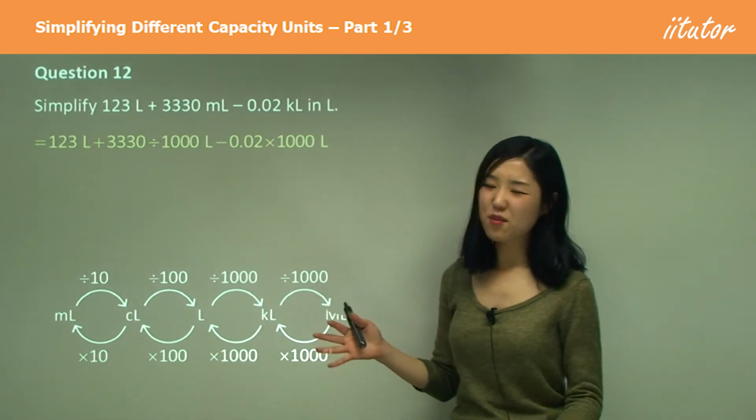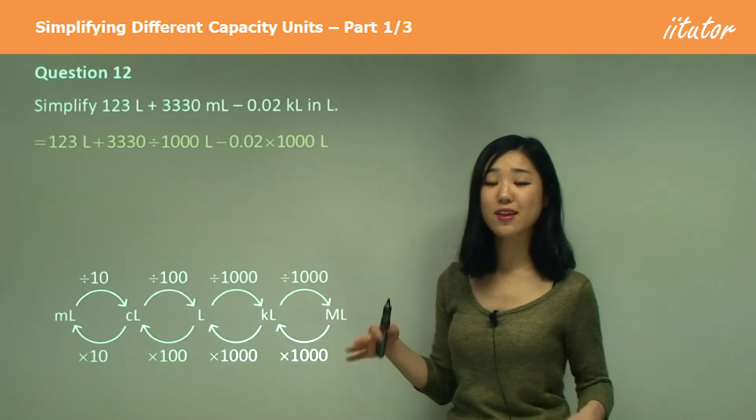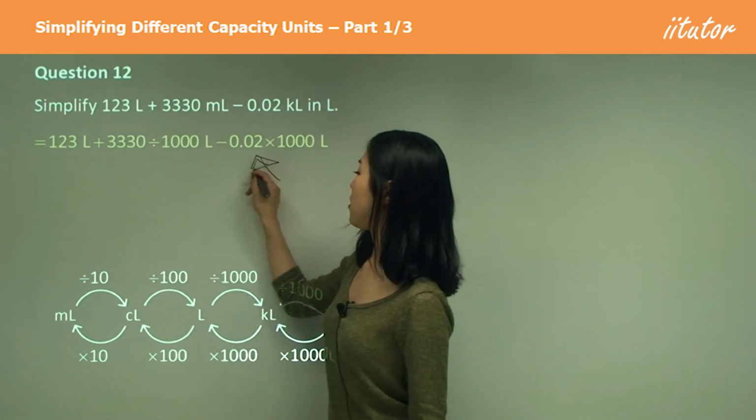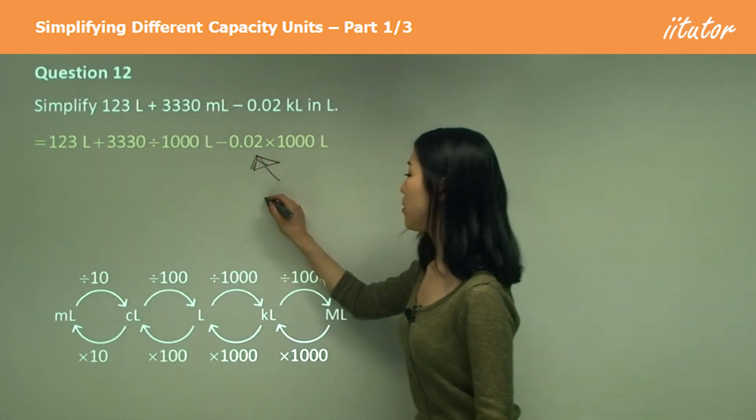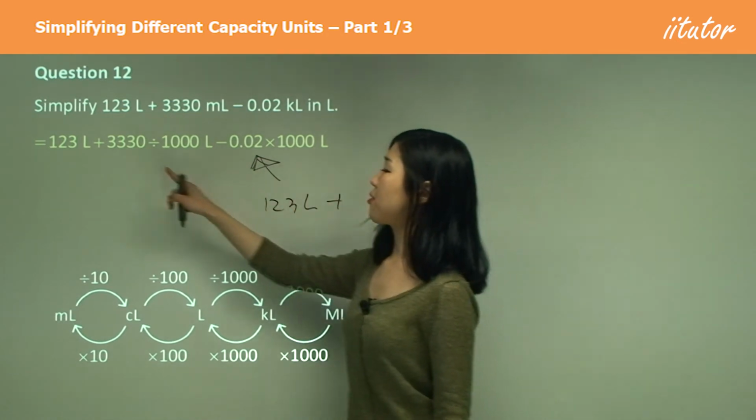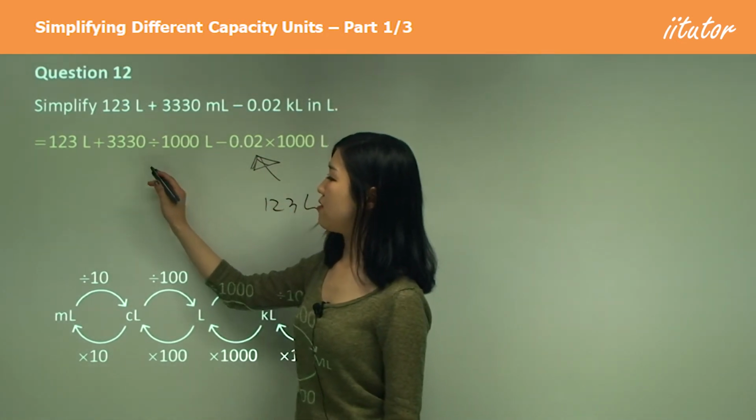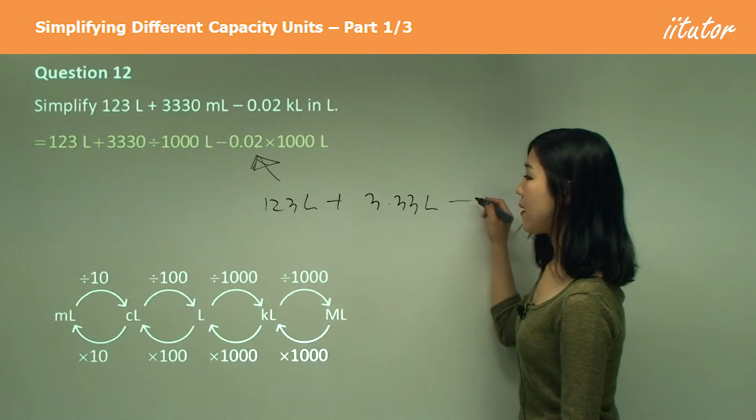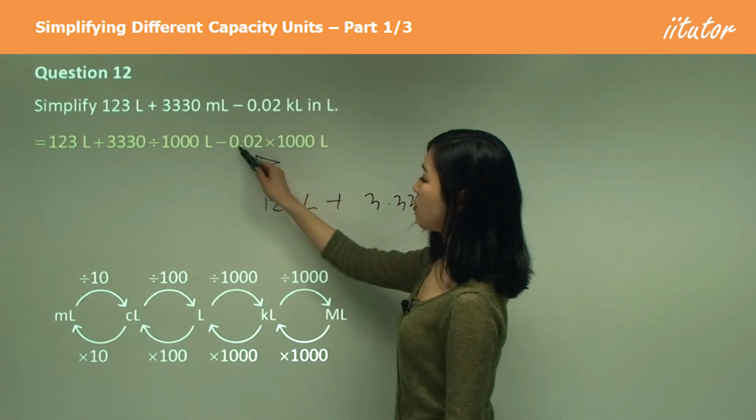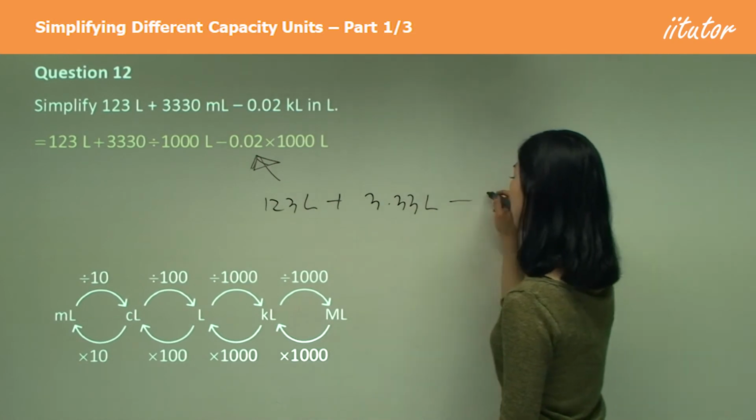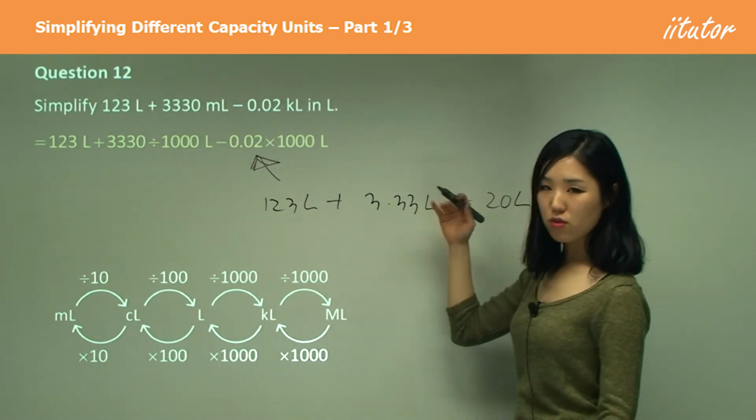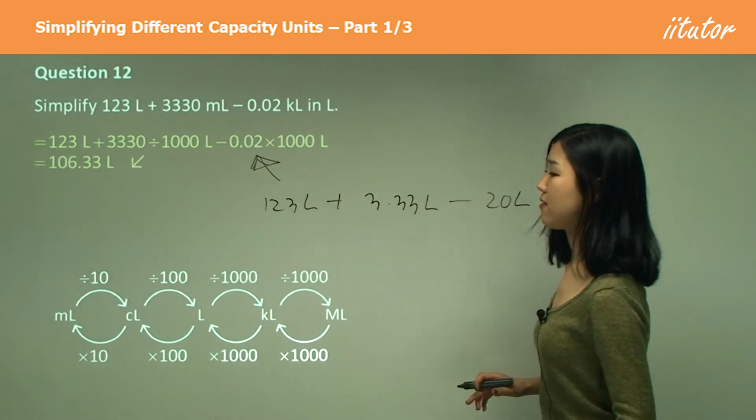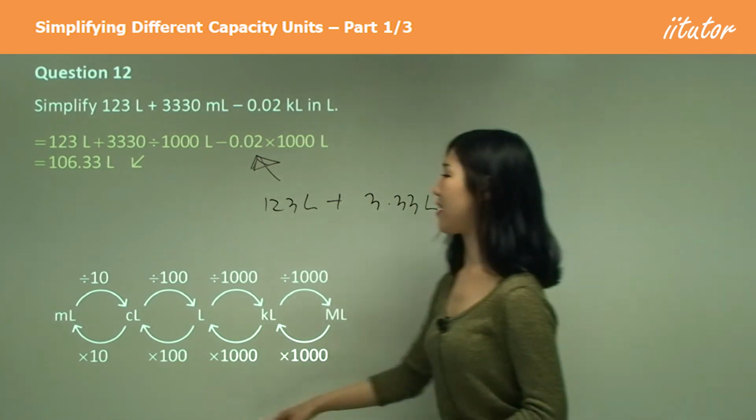Guys, calculate that, but when you calculate it, don't try to do too much at a time. You can add in extra steps. So what I would do, I would say, 123 liters, we leave it as it is. And then 3,330 divided by 1,000 will be 3.33 liters minus, see, that times 1,000, we move that 1, 2, 3 places, so it's going to be 20. And then once you've simplified it, then put it into your calculator, and you should have something like that. Okay, so that's the answer, guys.